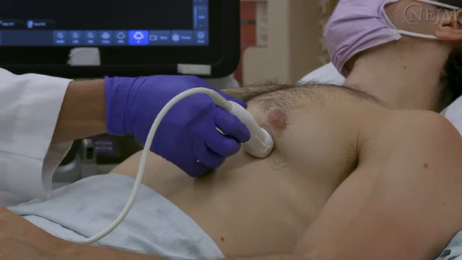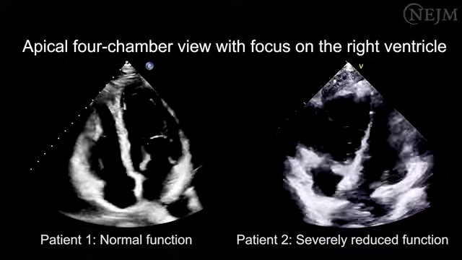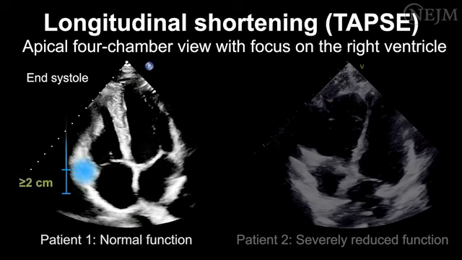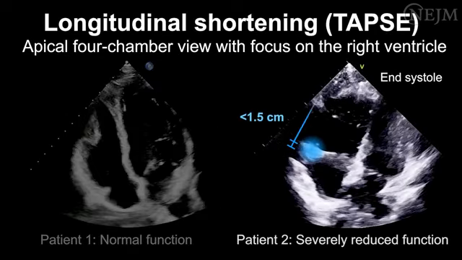Obtain an image in the apical 4-chamber view with focus on the right ventricle. The results for longitudinal shortening and for the change in the area of the cavity in this view are similar to the results in the standard apical 4-chamber view.